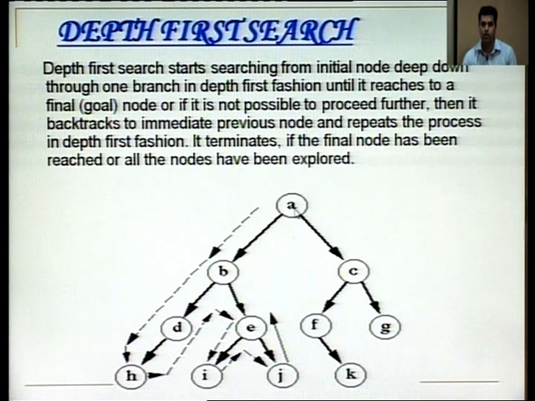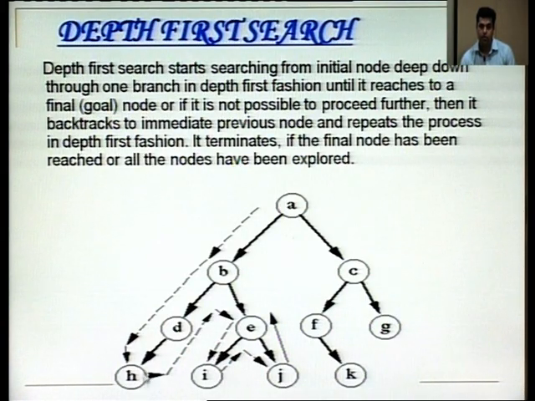For example, let us say we start with this A. To find the solution, we will first explore this whole branch of the tree, of the graph, sorry. A, from A to B, B to D, D to H. This is the flow of satisfaction.